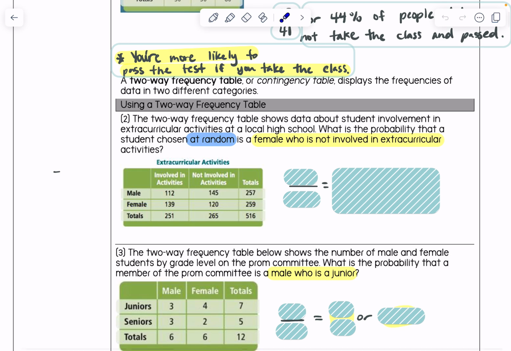A two-way frequency table, or contingency table, displays the frequencies of data in two different categories. Number 2. The two-way frequency table shows the data about student involvement in extracurricular activities at a local high school. What is the probability that a student chosen at random is a female who is not involved in extracurricular activities? Please make sure I would underline this with a straight underline and do like a squiggle underneath.